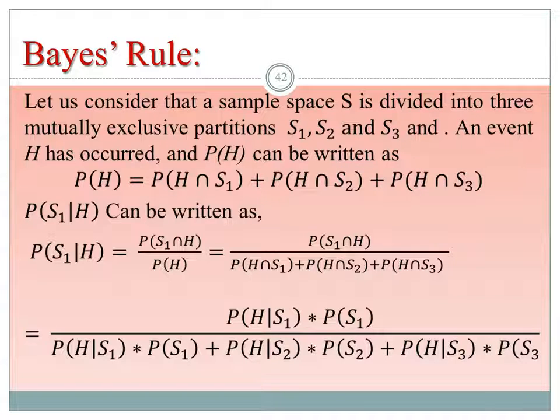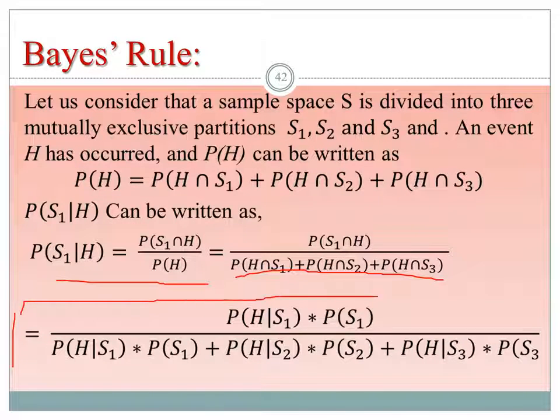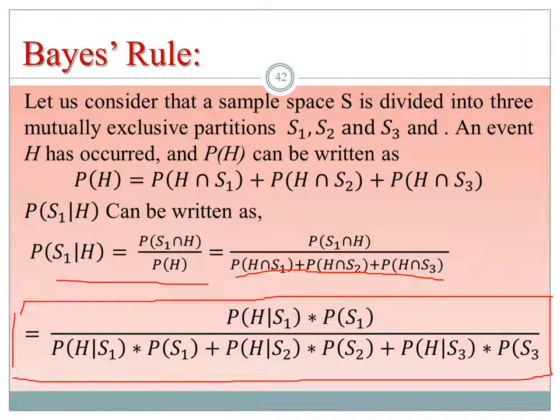So probability of S1 given H can be written as follows. First I apply the conditional probability law: probability of S1 given H is equal to probability of S1 intersection H divided by probability of H. Then we can write probability of H as above. Finally, probability of S1 given H is equal to probability of H given S1 times probability of S1, divided by this expression.